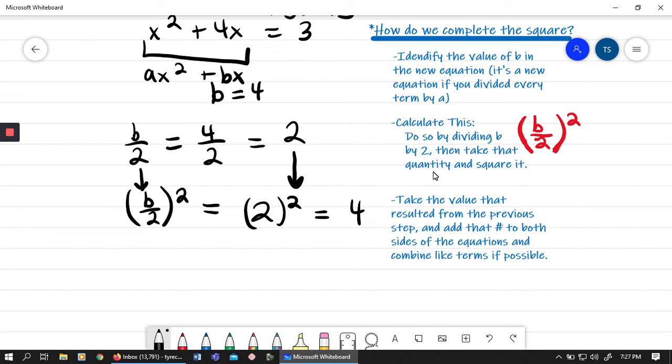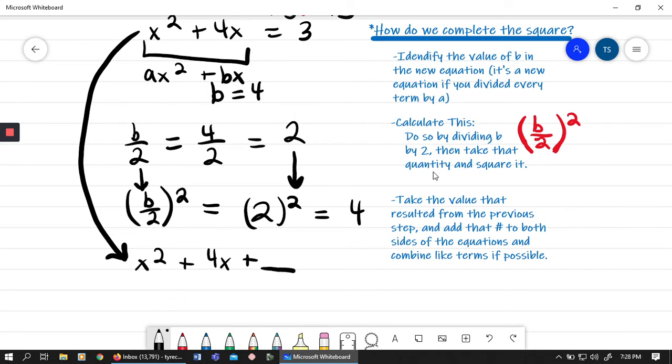All right, so let's look at what that looks like when we take that value that we just got, the result from that previous step, and add that number to both sides of the equation. I'm going to bring down again this new equation that we had, the whole thing really. That was x squared plus 4x, and again we said that we are going to add that value that we just now got to both sides of the equation.